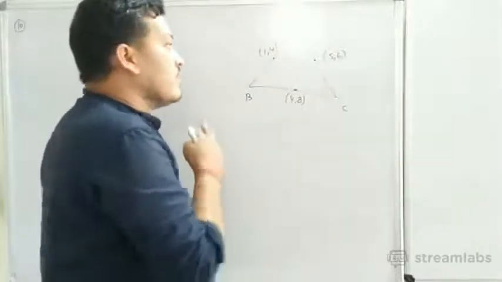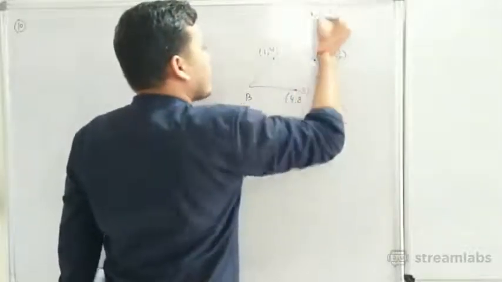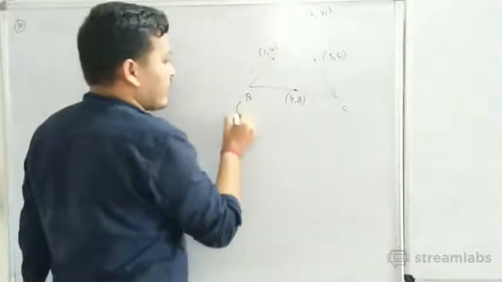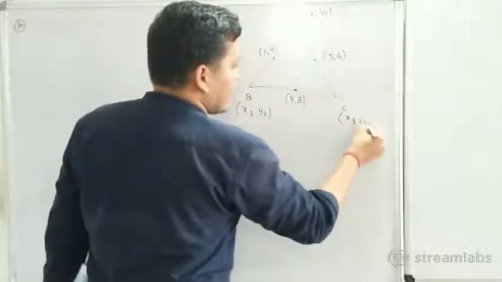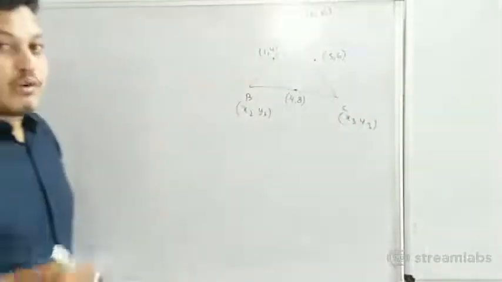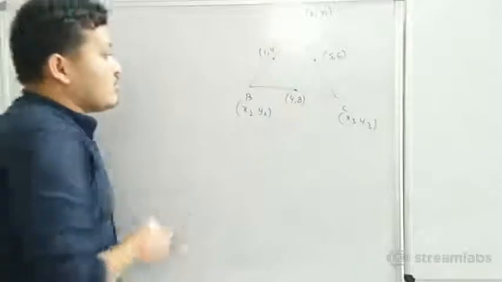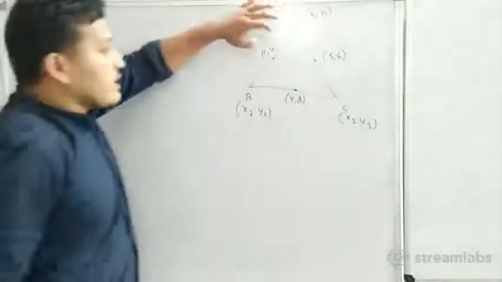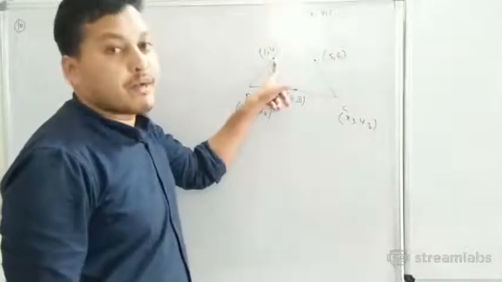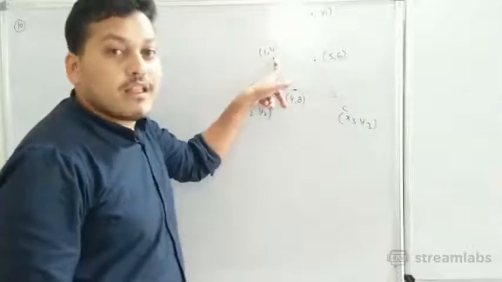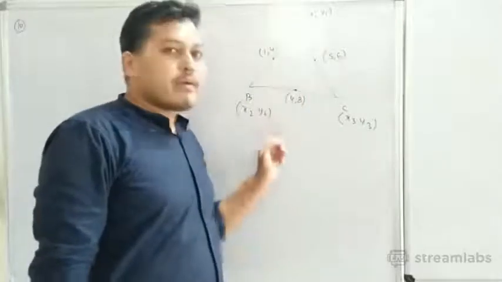So three vertices are there. Suppose the coordinate of this point is x1 y1, the coordinate of this point is x2 y2, and the coordinate of this point is x3 y3. How can we find the values of x1, x2, x3, y1, y2, y3? That is our question here. As you know, the relation between points A, B and the midpoint: the midpoint is denoted by x, y, and its value is x1 plus x2 divided by 2, y1 plus y2 divided by 2.